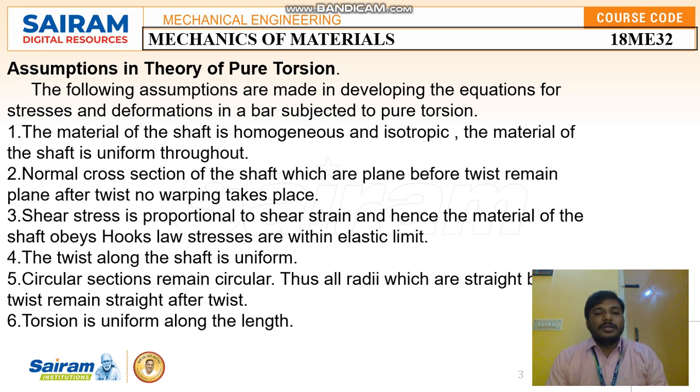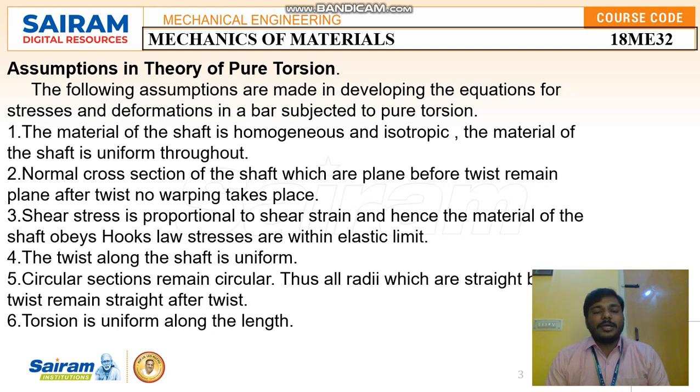First one is that the material of the shaft is homogeneous, isotropic, and uniform throughout. Homogeneous is nothing but wherever I measure from any part of the component or material, the properties will be the same. The composition doesn't vary. If I measure from any end or any point or any part of the material, the composition will not vary. So the whole composition will be the same throughout the entire shaft material.